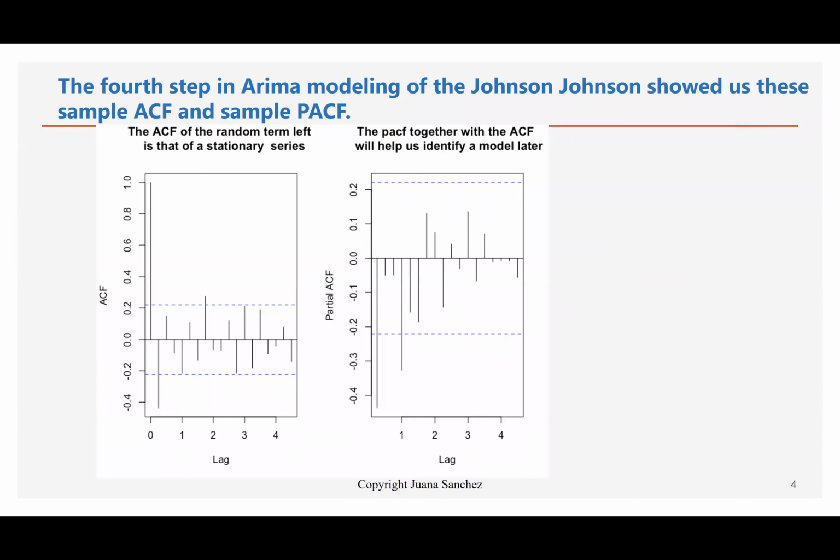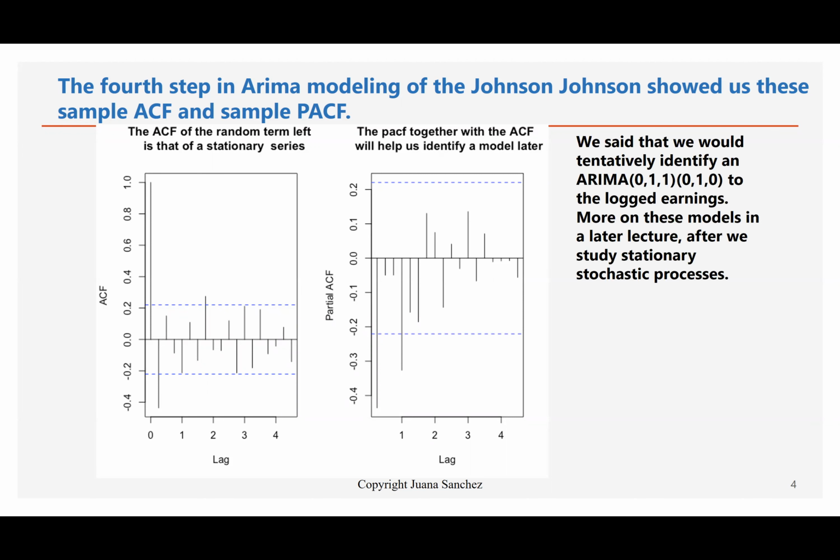So in the fourth step in ARIMA modeling of the Johnson & Johnson series in a previous lesson, we saw this sample ACF and sample PACF after we logged the series to stabilize the variance, took a first order difference to get a stationary mean time series, to remove the trend in other words, and seasonal differencing to account for the seasonality of this quarterly time series. Okay, so these are the ACF of that very transformed time series and the PACF.